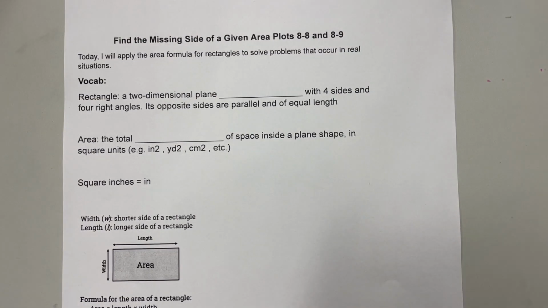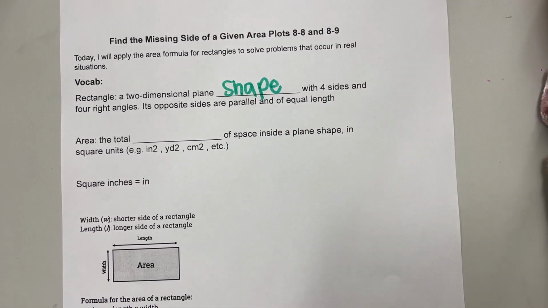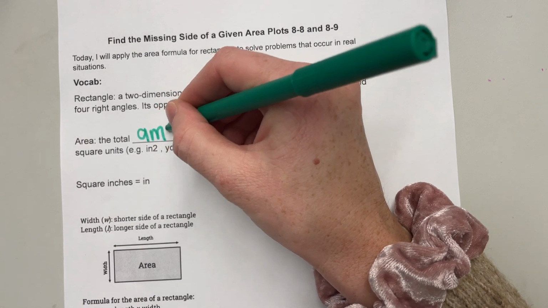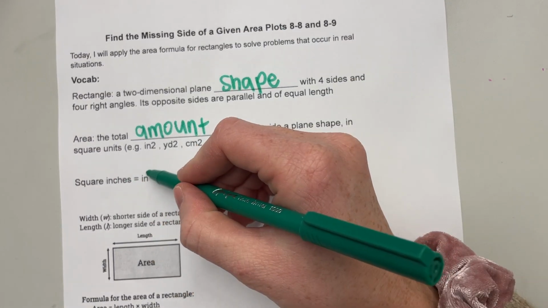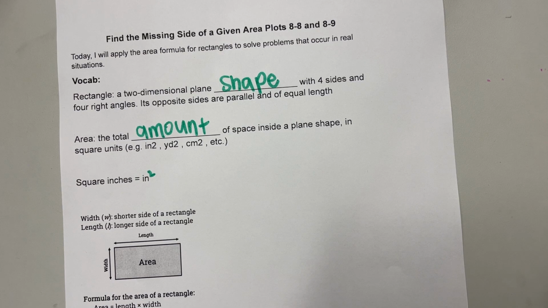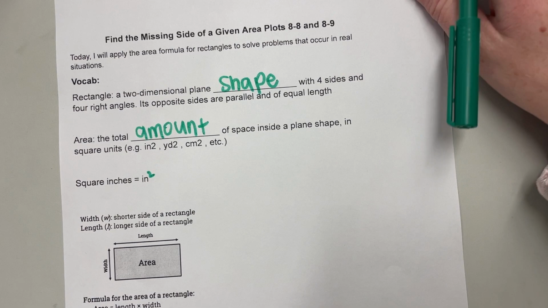So a rectangle is a two-dimensional plane shape with 4 sides and 4 right angles. Its opposite sides are parallel and equal in length. The area is the total amount of space inside a plane shape in square units. Remember that square units has a little 2 up above. So square inches would look like the inches with a little 2 up in the top right corner.